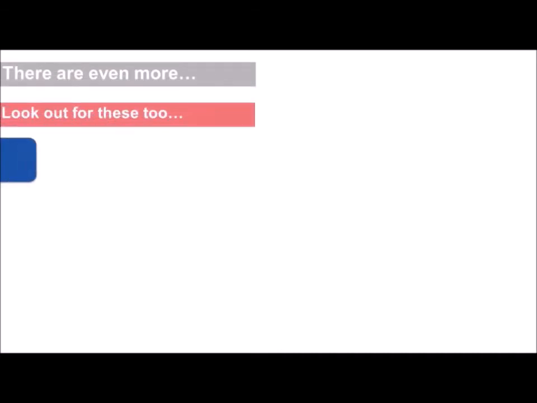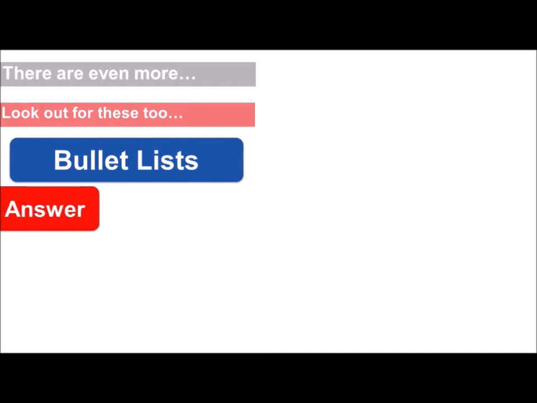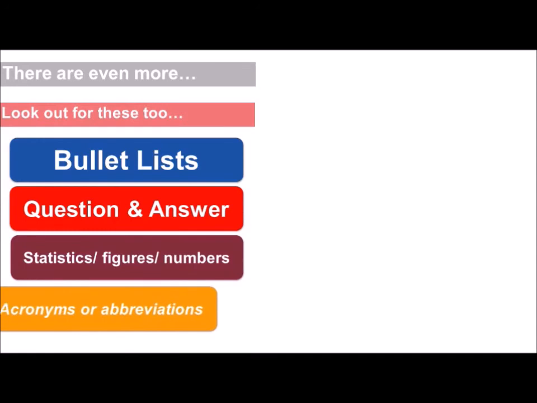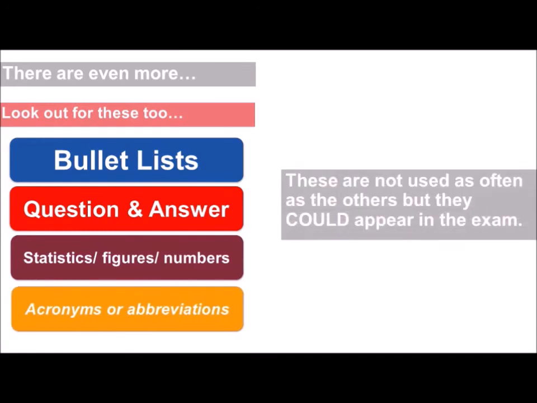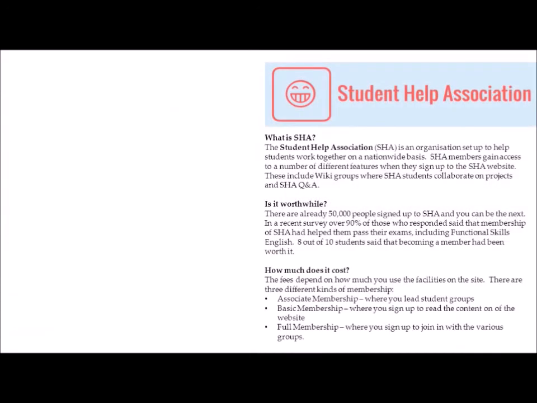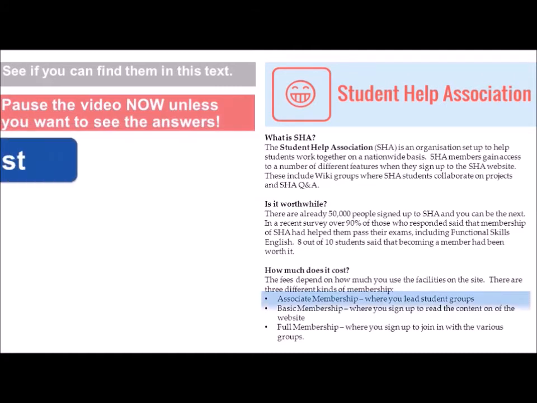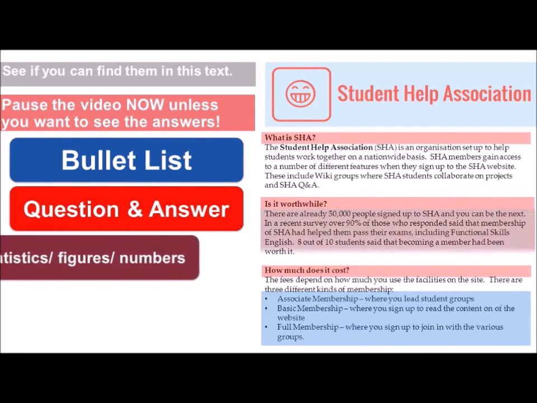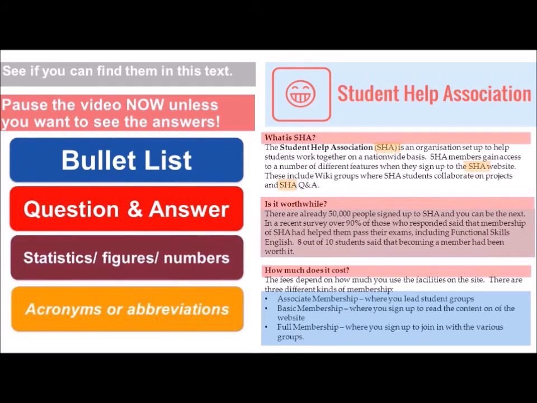Yep, there are even more, which you might find from time to time. Bullet lists, question and answer, statistics, figures and numbers, acronyms or abbreviations. They're not often used, not quite as often, but they might appear, and then they're a good example. Look at this one. What have we got in here? You've got a bullet list, you've got question and answer, you've got statistics, figures and numbers, and abbreviations. And it says you can use the logo. I'm not so sure, but yeah, the logo does give you some information.